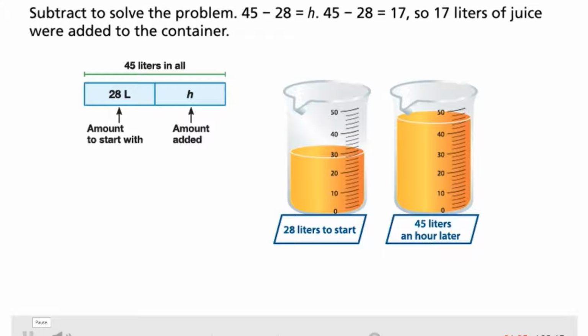Subtract to solve the problem. 45 minus 28 equals H. 45 minus 28 equals 17. So 17 liters of juice were added to the container.